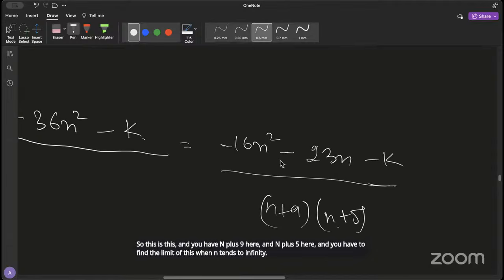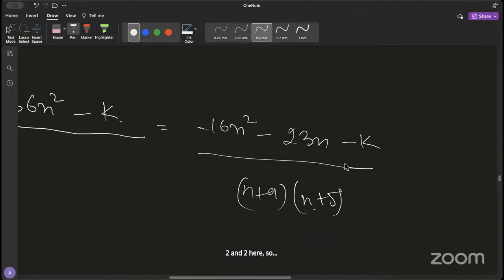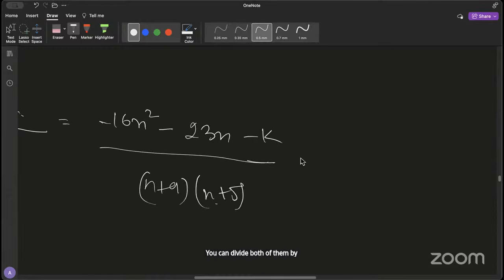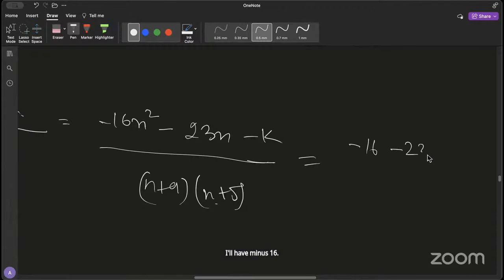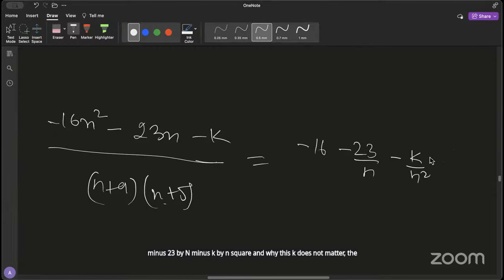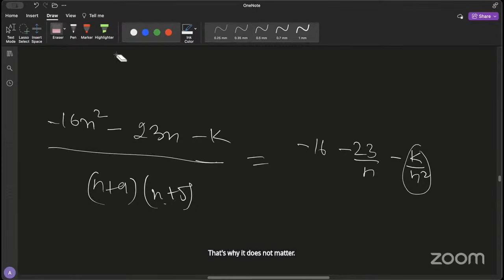Now both of them have n square here, so you can divide both of them by n square, right? If I divide the numerator and denominator both by n square, what will I get? I'll have minus 16 minus 23 by n minus k by n square. And this k does not matter, the constant does not matter, because this term will go to 0 when n tends to infinity. That's why it does not matter.